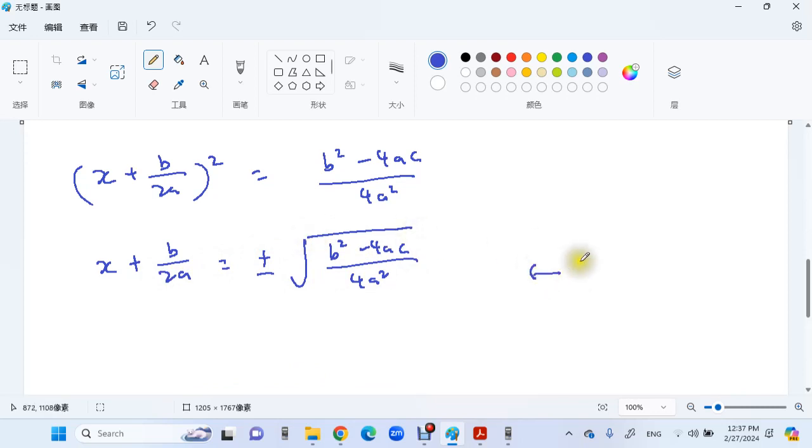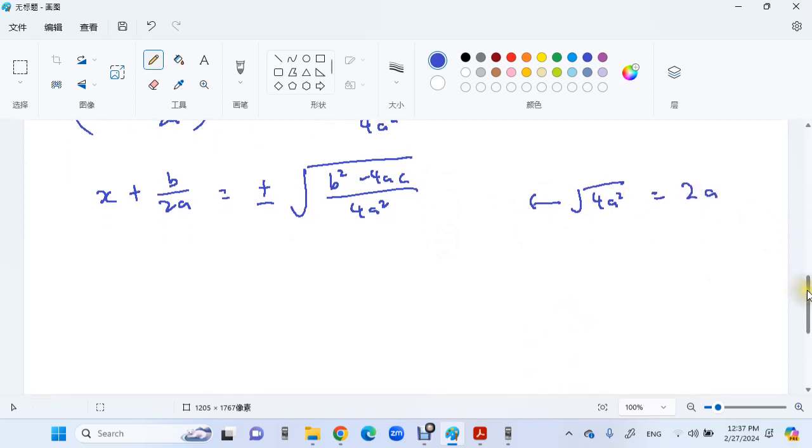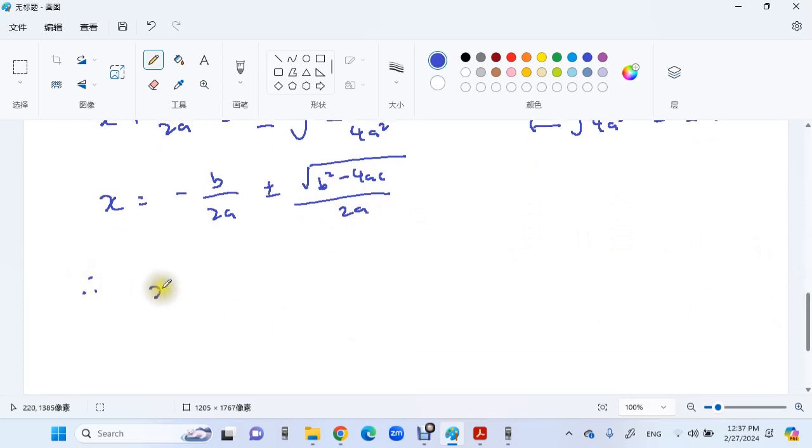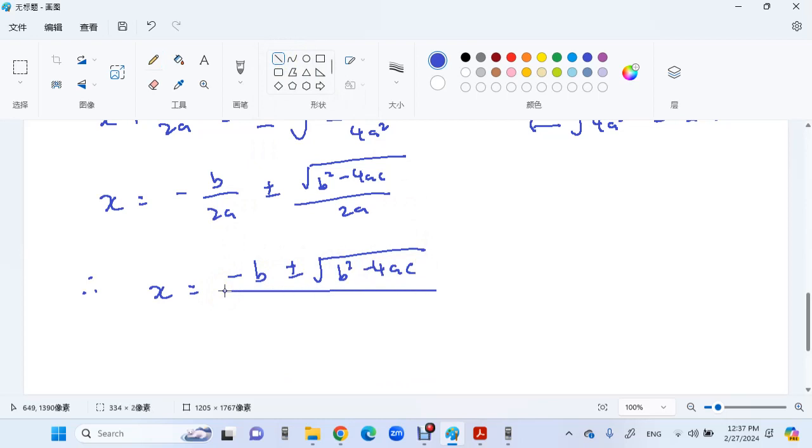For the denominator part, the square root of 4a squared is actually 2a. So we have x equal to negative b over 2a, we move this to this side, plus minus square root of b squared minus 4ac, divided by 2a. So we have the formula x equal to negative b plus minus square root of b squared minus 4ac, and the whole thing divided by 2a.